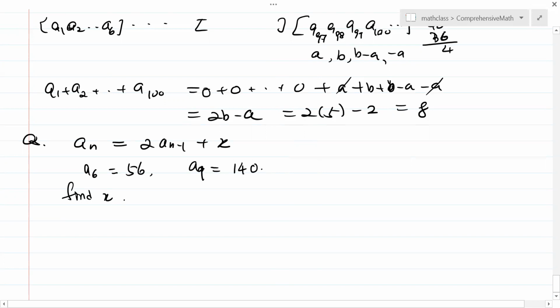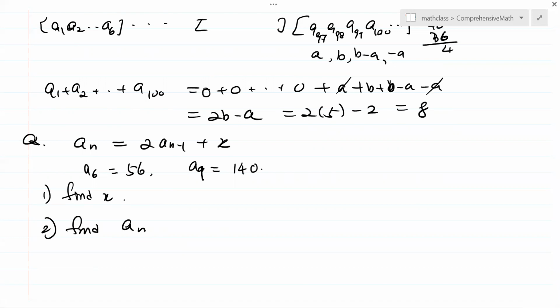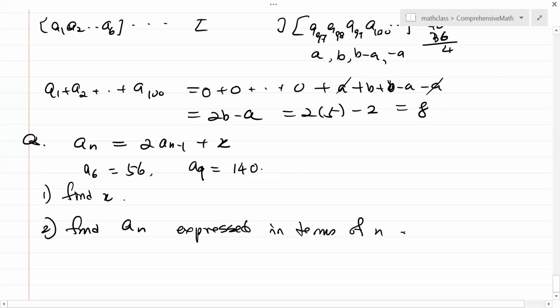And the first one, determine the x, right? Second, are you able to find the sum of 100 terms? And then that's the first question. Second question, find the formula a_n, not defined by this general formula, but expressed without x. Just express it in terms of n only.